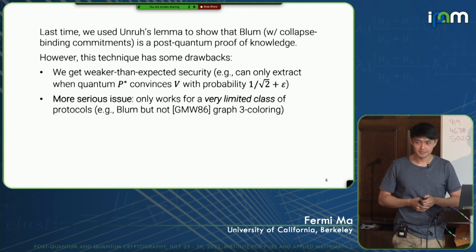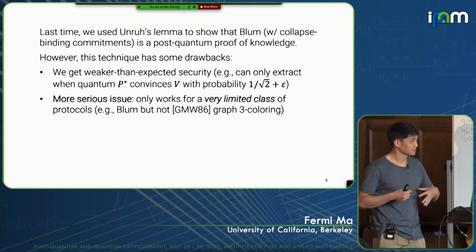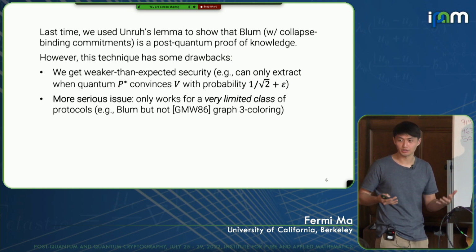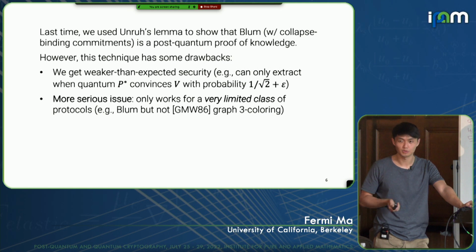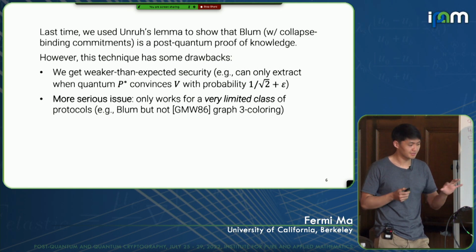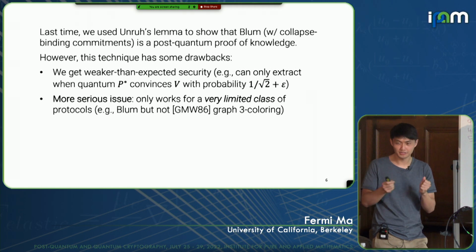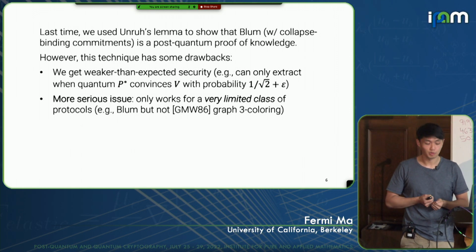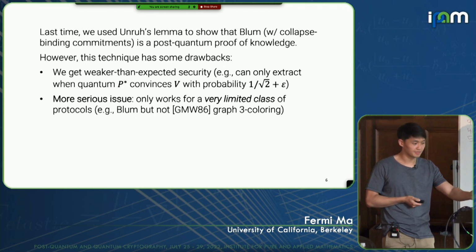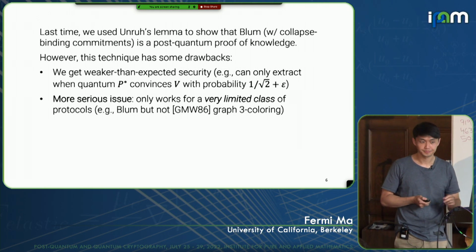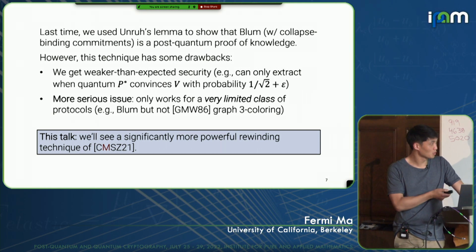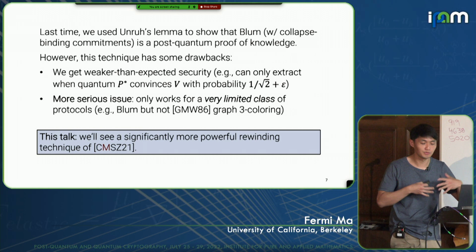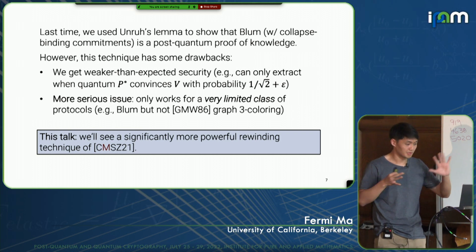Right? And perhaps a more serious issue, which doesn't show up when you're just looking at the Blum protocol, shows up when you're wondering more generally about what classically secure protocols you can prove post-quantum secure. You realize that this technique, while it can be extended a little bit, doesn't go too far and doesn't handle a lot of protocols that you really ought to be post-quantum secure. For instance, the GMW graph 3-coloring protocol is one protocol that this technique doesn't work for. So we're going to see a more powerful rewinding technique that's going to allow us to prove soundness and zero knowledge for a much bigger class of protocols.